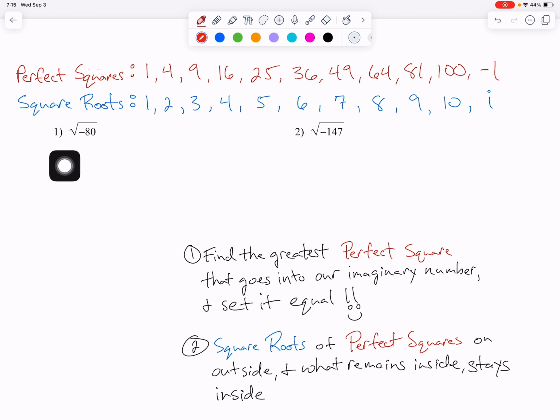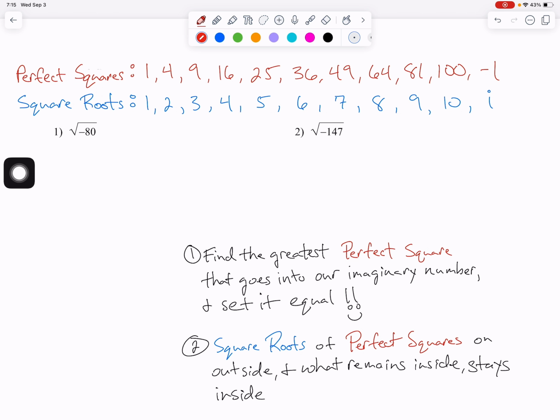All right, for number 1 here, we have the square root of negative 80. Is 80 a perfect square? Well, let's check. Do we see an 80 in red? It jumps from 64 to 81. Unfortunately, 80 is not a perfect square. So what do we need to do? We need to find the greatest perfect square that goes into our imaginary number of negative 80 here.